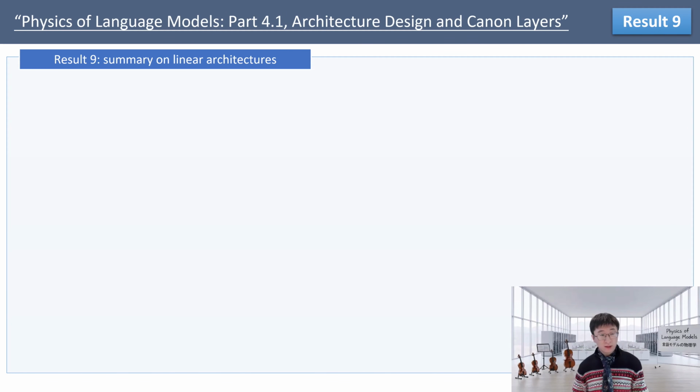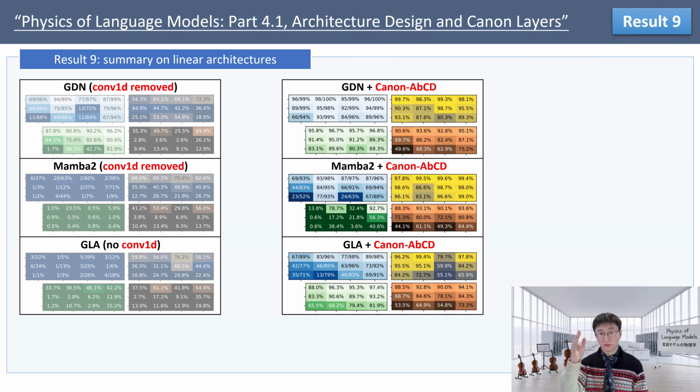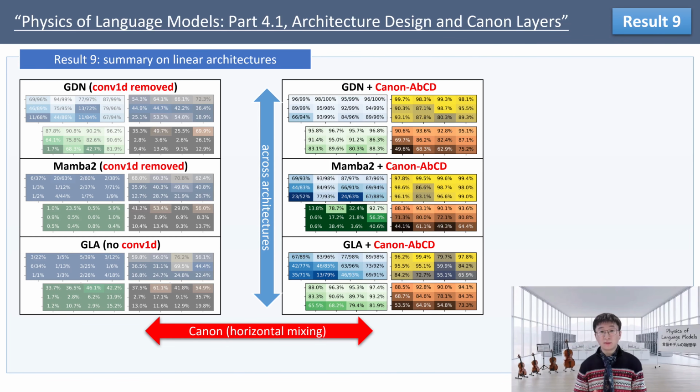So now comes result 9. This is actually a very good point for me to lay down all the linear architectures and compile them side by side. Those are the GDN, Mamba, and GLA without conv1D, without Canon layers. Those are the ones with full score Canon A, B, C, D. So vertically, we see that across the architectures, there are some performance differences, for sure. But this difference is nowhere close to the amount of performance gain you can obtain just by adding the horizontal information mix, the Canon layers, right? Horizontally, you see this huge gain, but vertically, not by much.